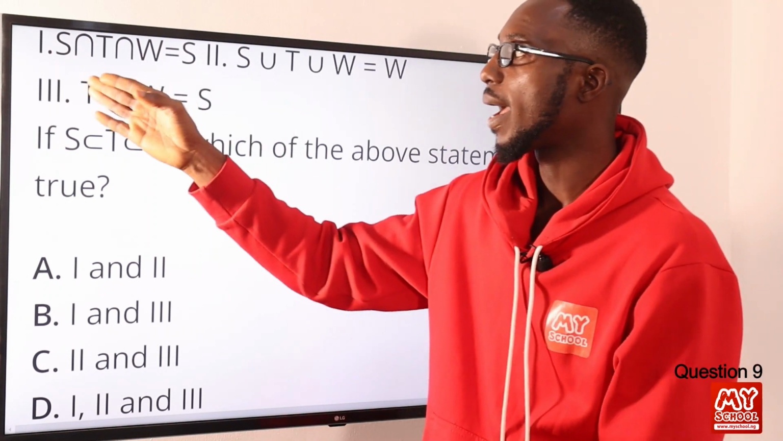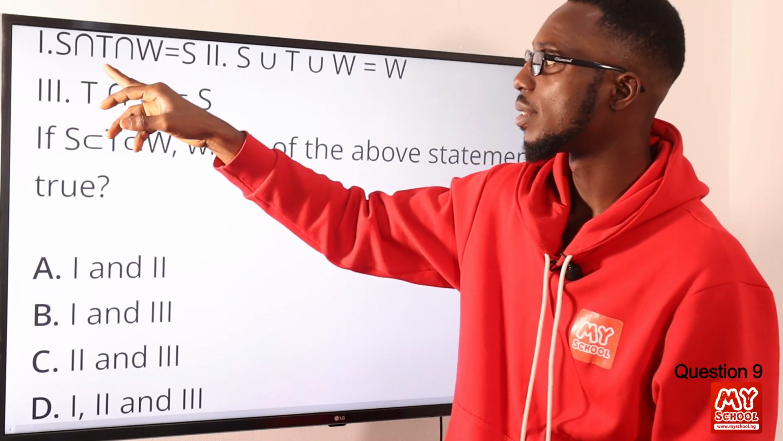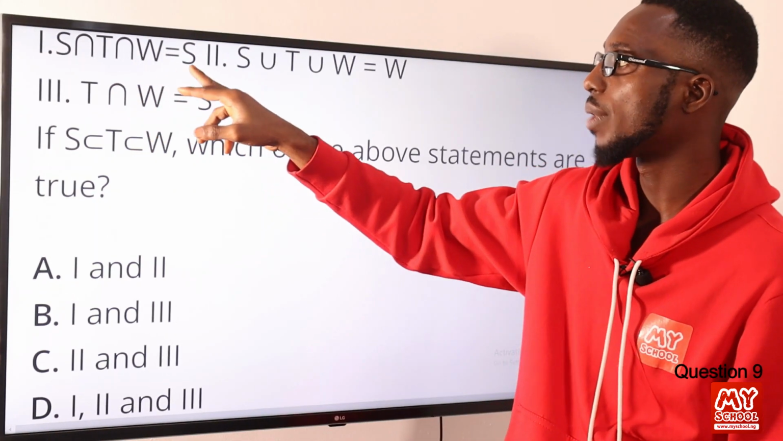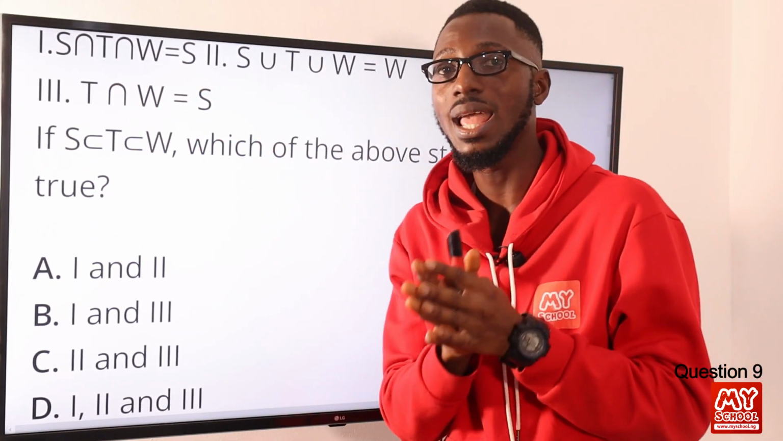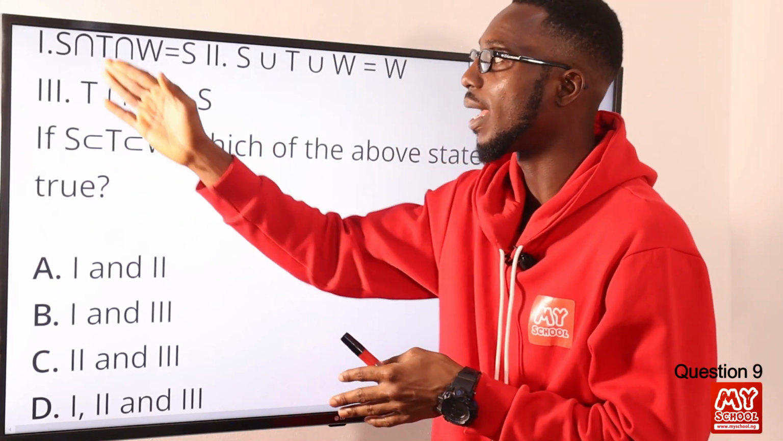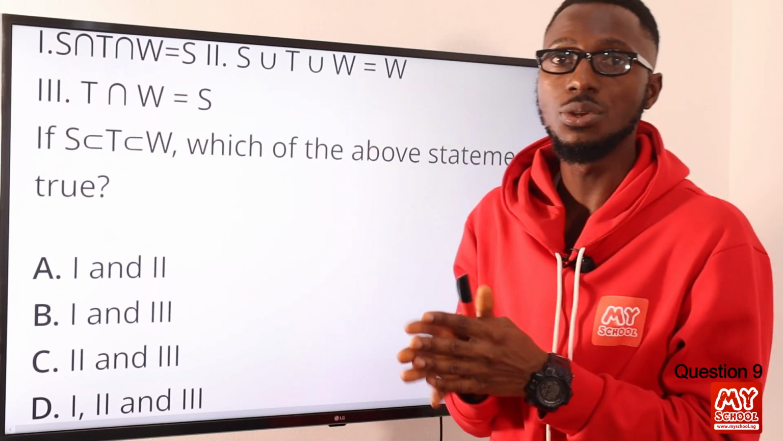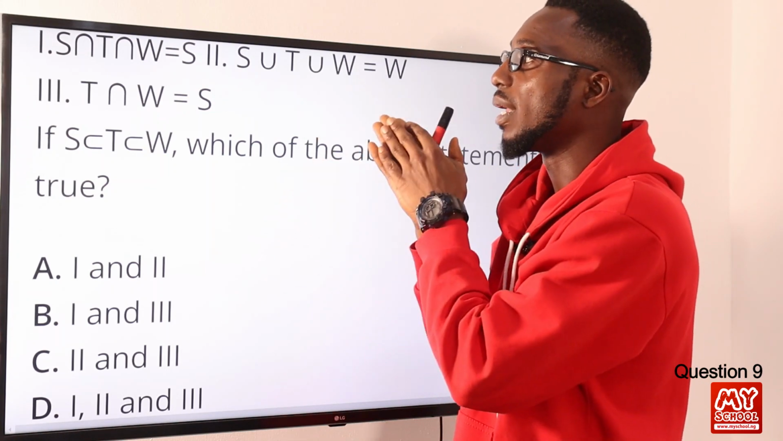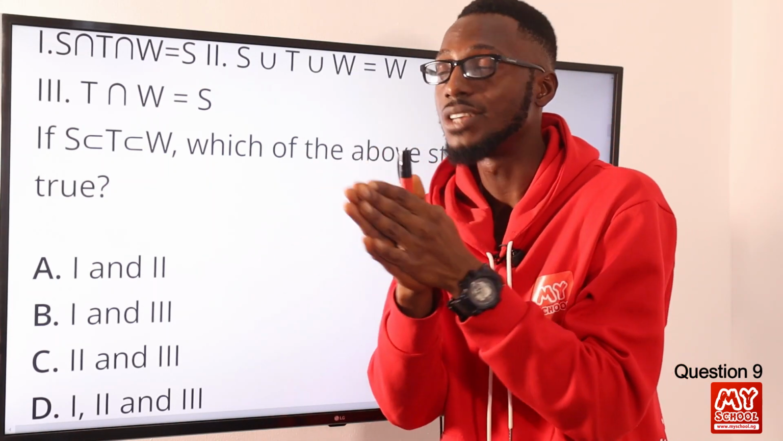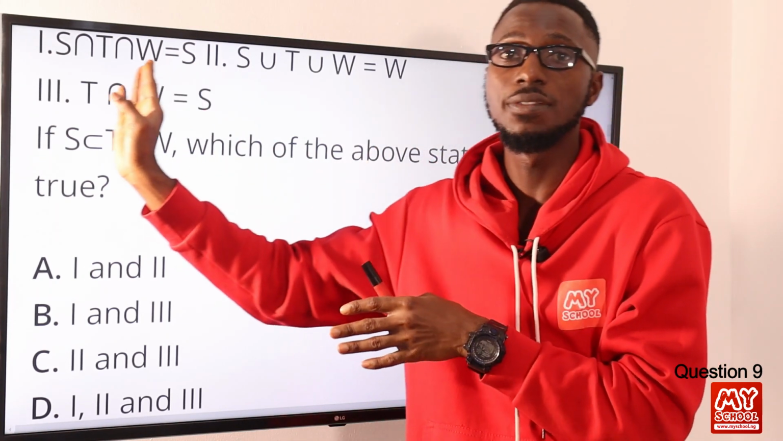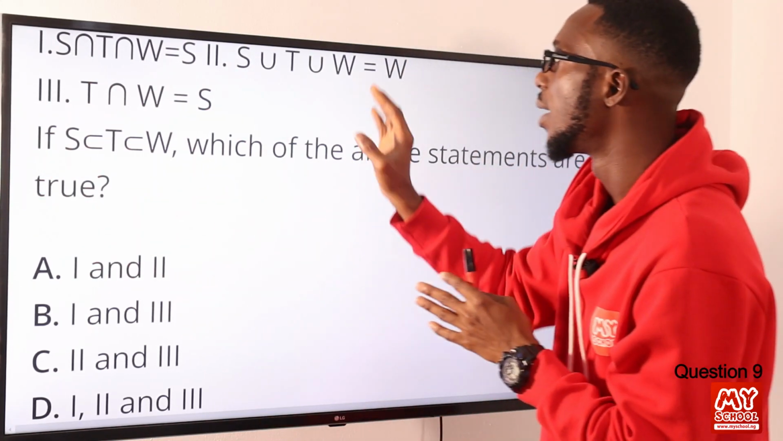So if I have S intersection T intersection W gives you S, that means we are looking at elements that you can find in S, that you can find in T, that you can find in W. At the end of the day, those elements will be elements that you can strictly attribute to S. So this statement is very correct. All right, so let's look at this.